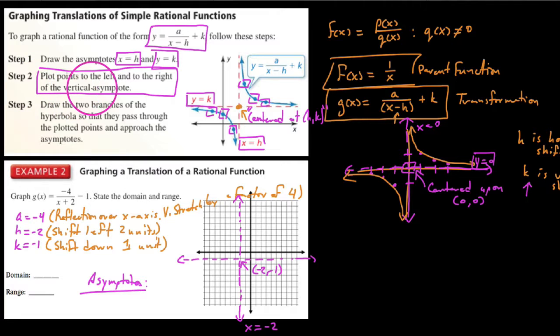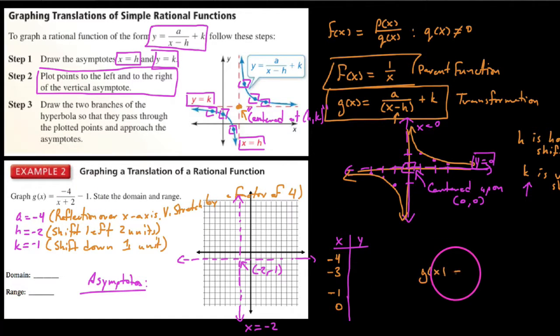Now, for step 2, it says plot points to the left and right of the vertical asymptote. So what that means is, yes, we actually get to make a table of values. In terms of what you're going to put into this table, I would prefer to have 2 points to the left of and 2 points to the right of every vertical asymptote. So we're going to go with -4 and -3, but we're also going to go with -1 and 0. And just because I love plugging in 0, we'll start with that. If we were to plug 0 into our function, let's go ahead and take a look at this.